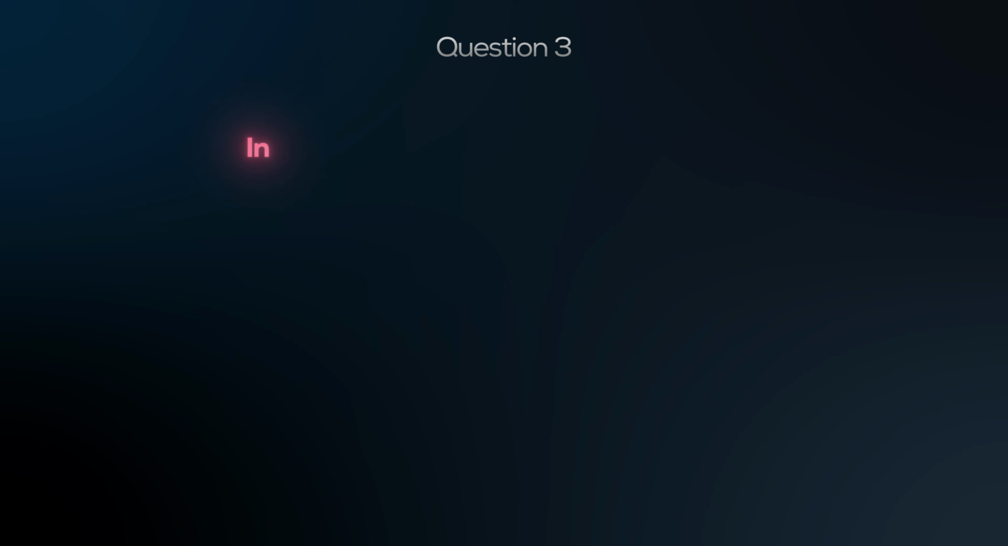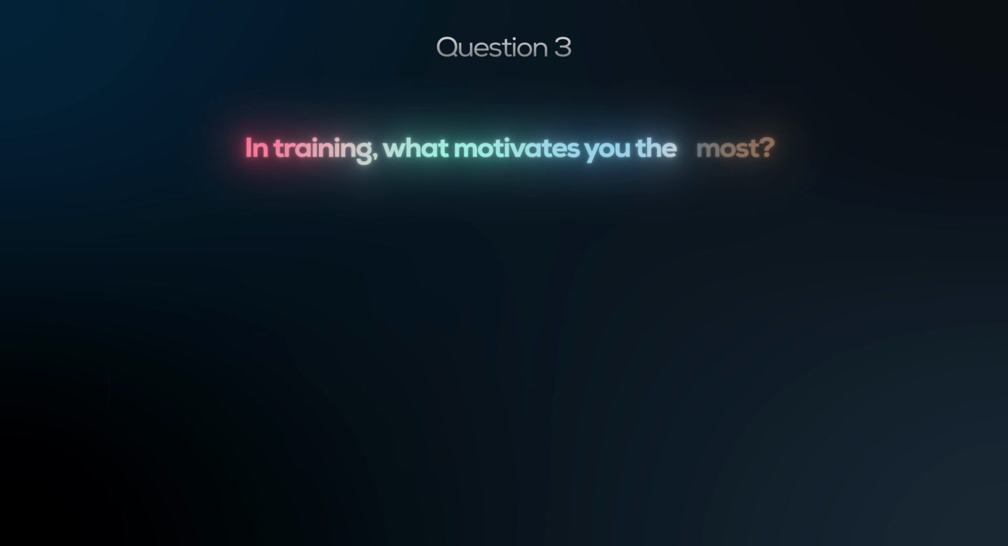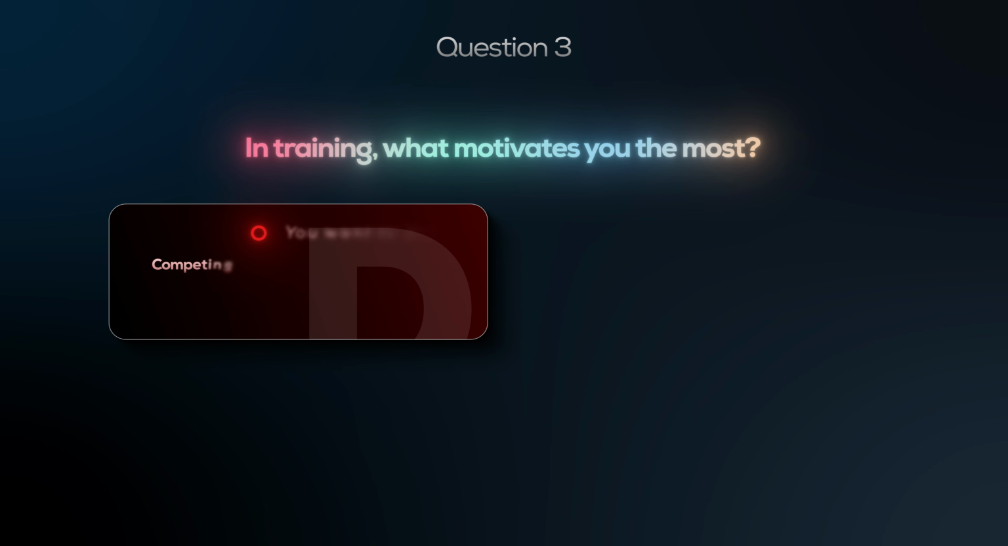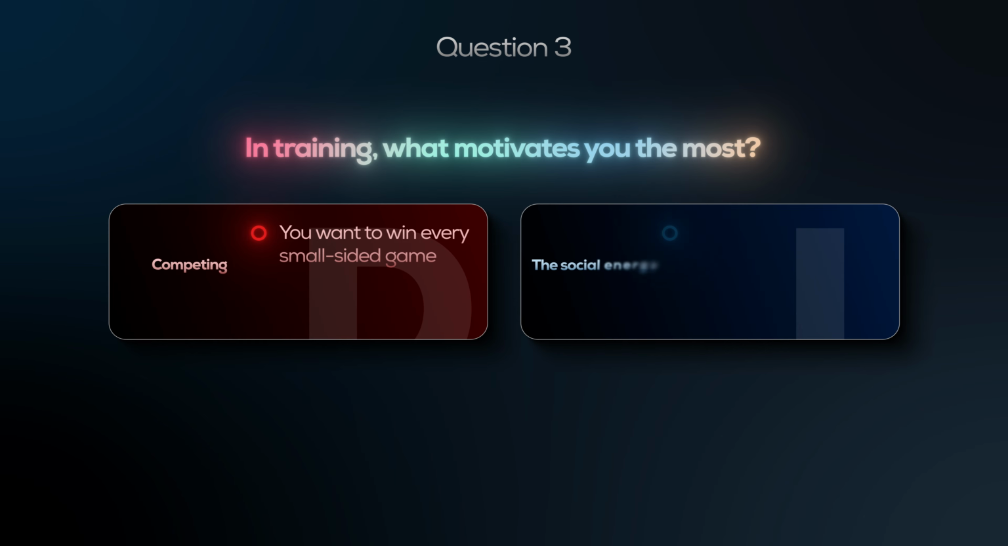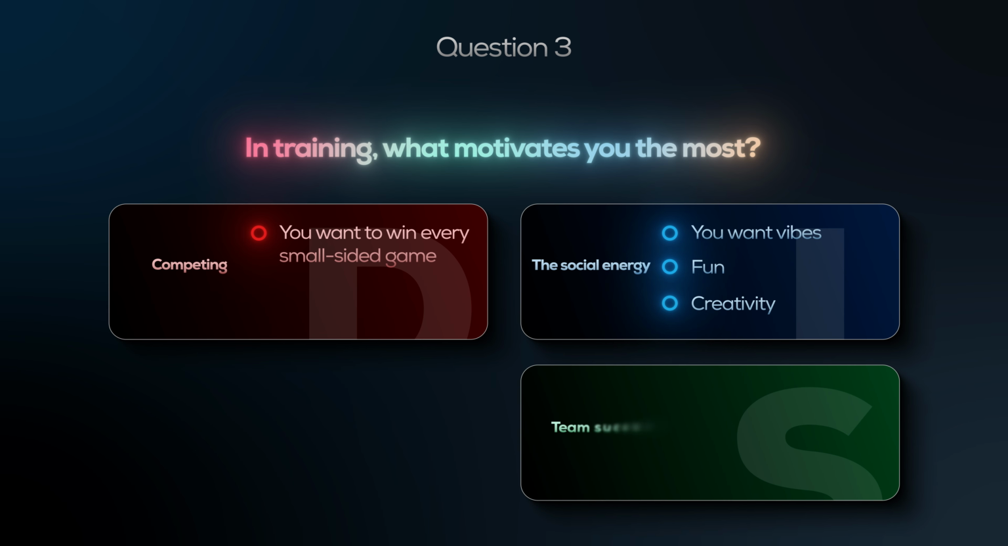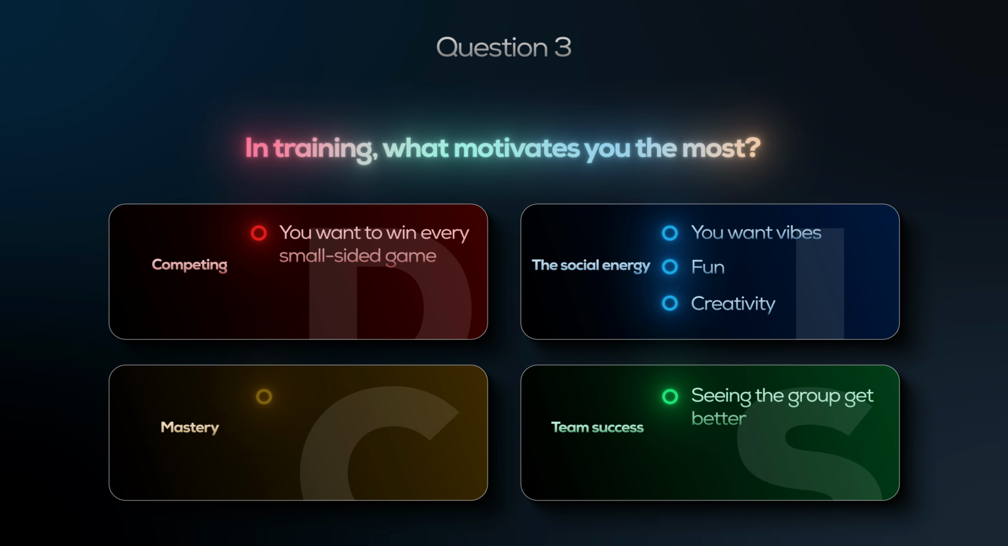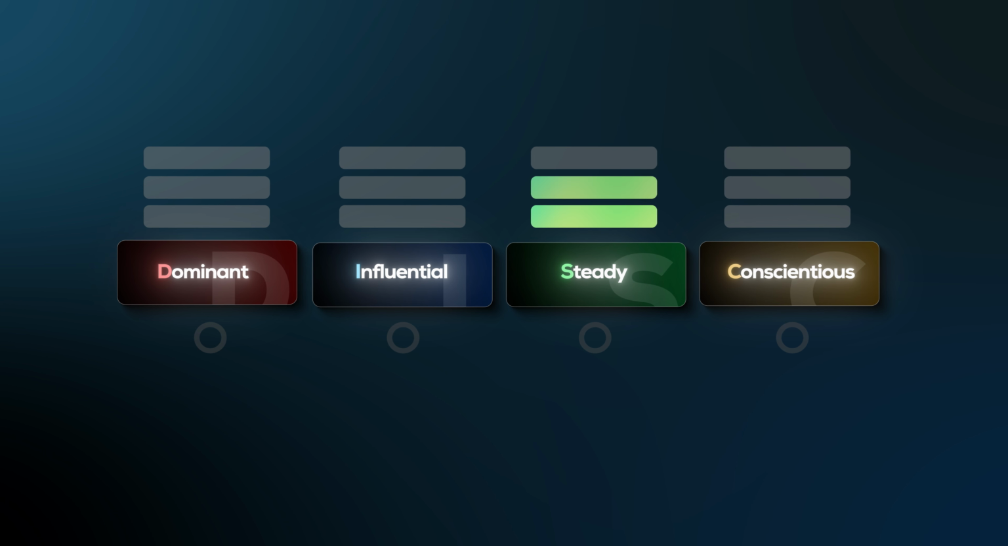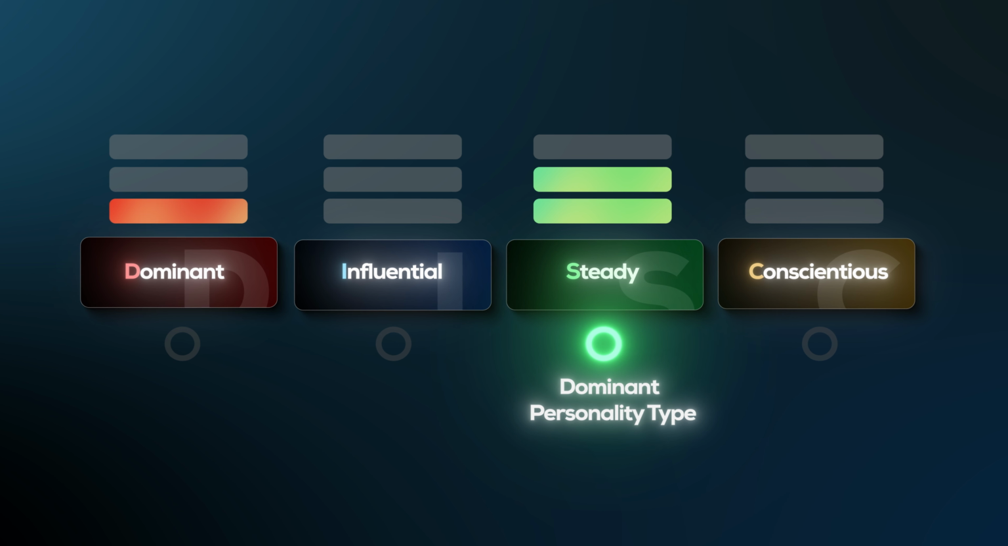Question 3, in training, what motivates you the most? Is it D, competing? You want to win every small-sided game. I, the social energy. You want vibes, fun, creativity. Is it S, team success, seeing the group get better? Or is it C, mastery? You want to perfect every detail of your game. You're there to improve. All right, whichever letter you picked the most, that is your dominant personality type.